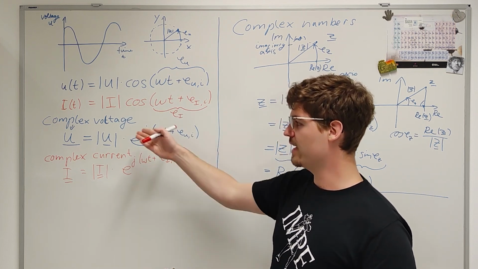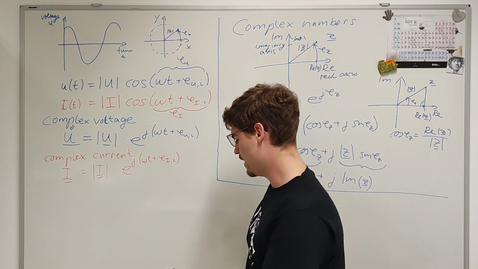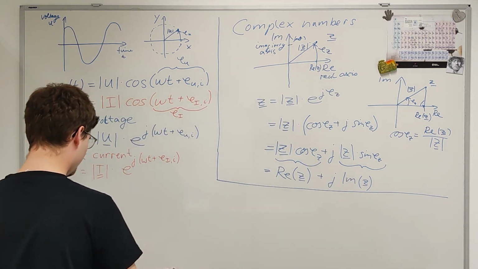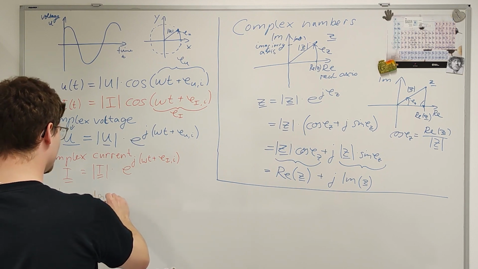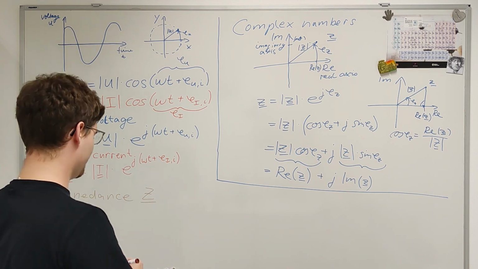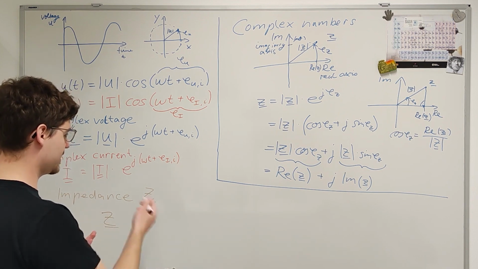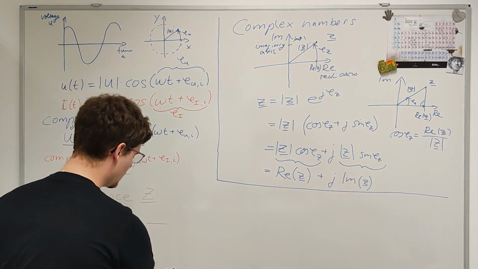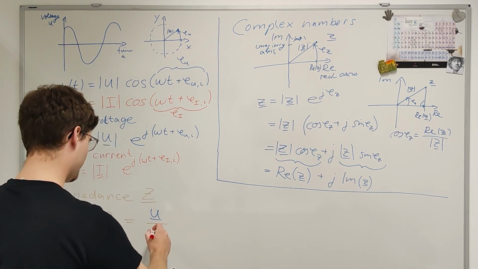And for this we want to know the relation between voltage and current. For this, we divide the complex voltage by the complex current to arrive at the impedance. And this impedance we call capital letter Z. Now, Z, we define ourselves as the relation between voltage and current in the complex representation. And so we use the complex voltage and divide it by the complex current.